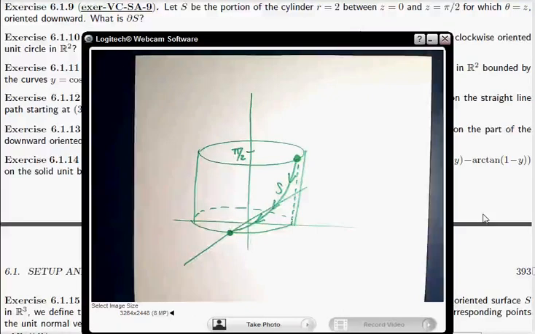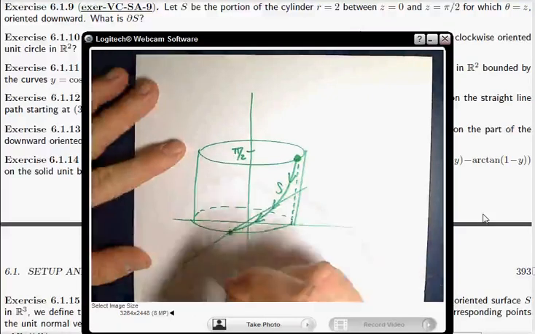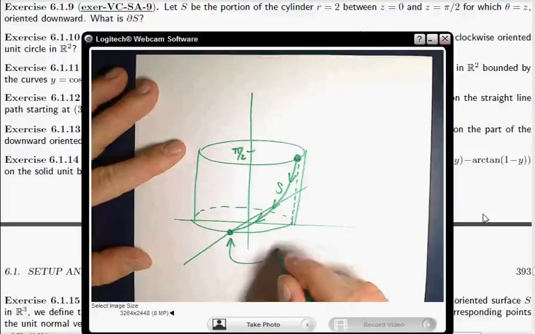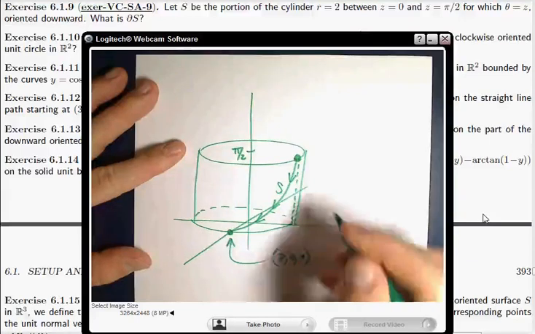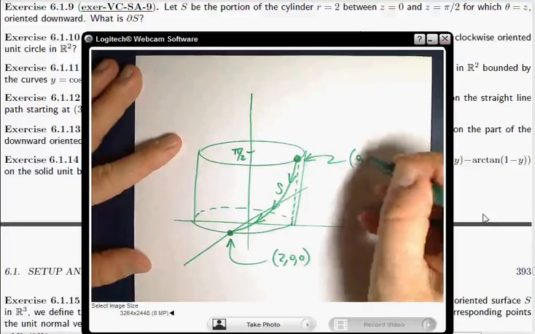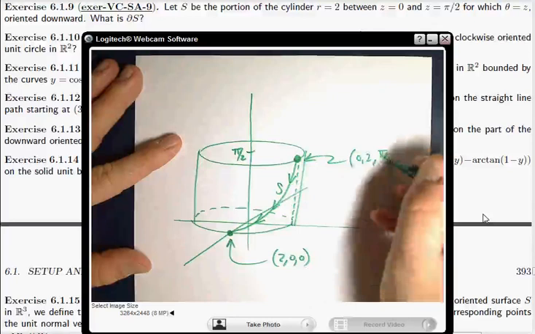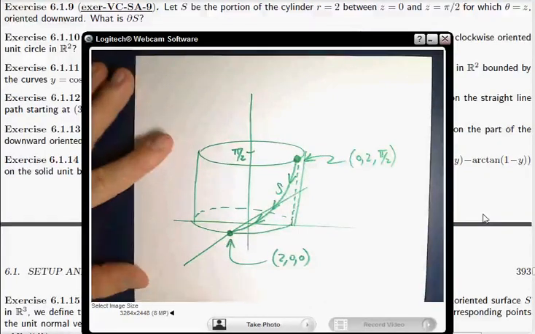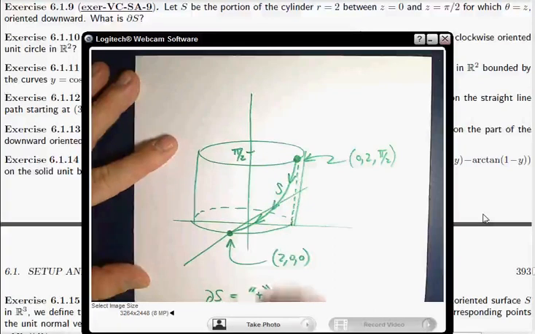So what's the boundary? Well, the boundary is going to be this point. Let's see, let's just write down what it is. It's (2, 0, 0). And what's that point? Well, it's (0, 2, pi over 2). These are rectangular coordinates. And given the orientation, the boundary of that curve is at a positively oriented endpoint. That's the ending point.